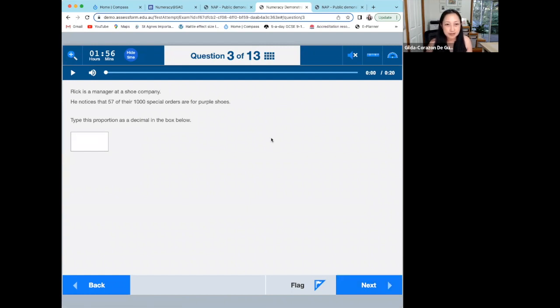He notices that 57 of their 1,000 special orders are for purple shoes. Type this proportion as a decimal in the box below.